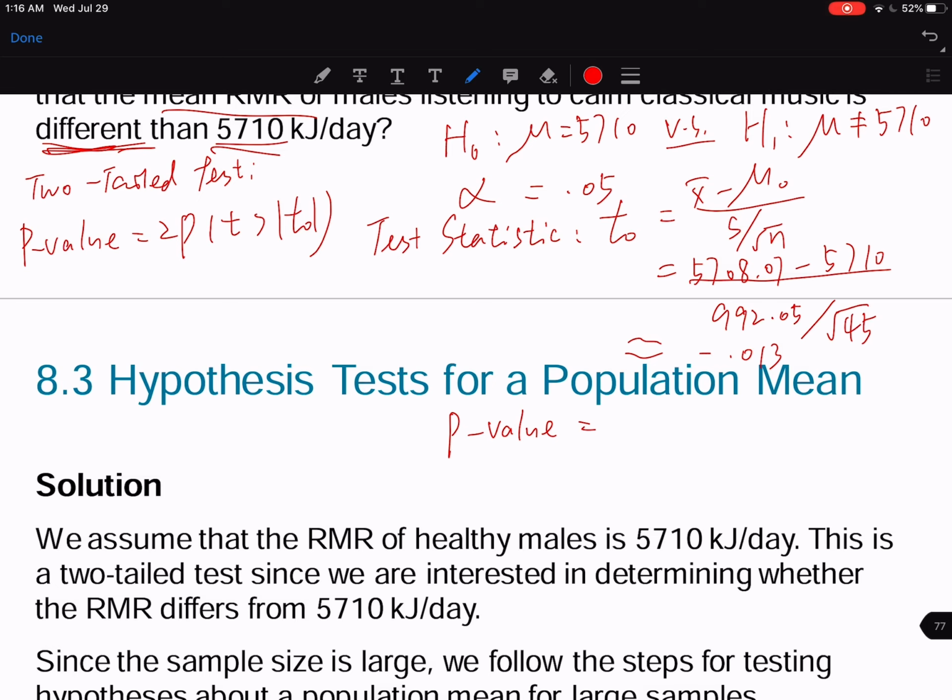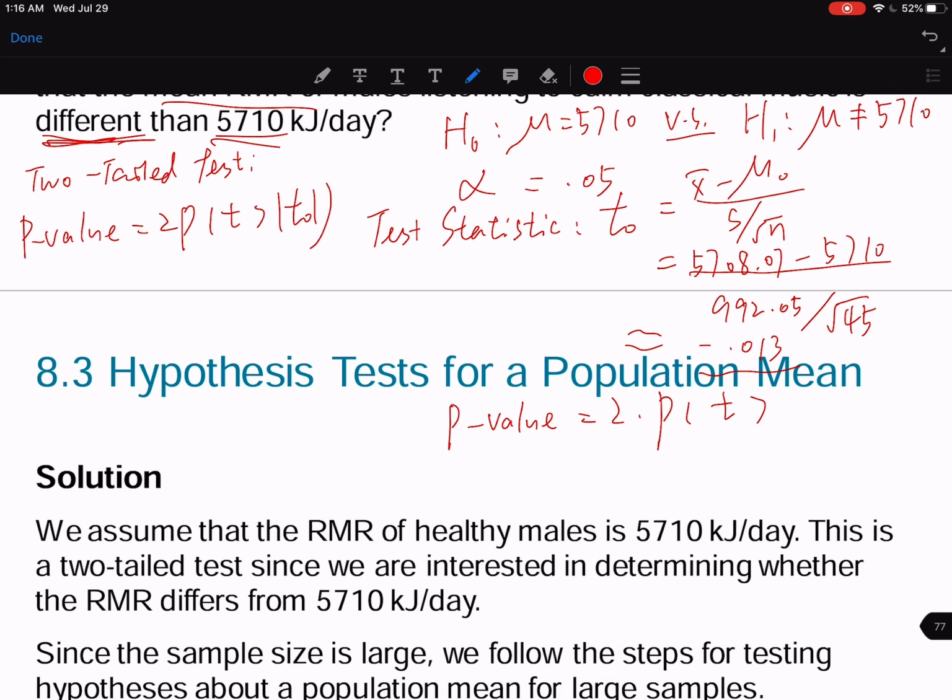So that's how we find the p-value for a two-tailed test. In this case, that would be 2 times the probability t is greater than the absolute value of this, so t is greater than 0.013. Yes, we want to find the area to the right of 0.013, and the degrees of freedom is n minus 1, which is 45 minus 1, which is 44.